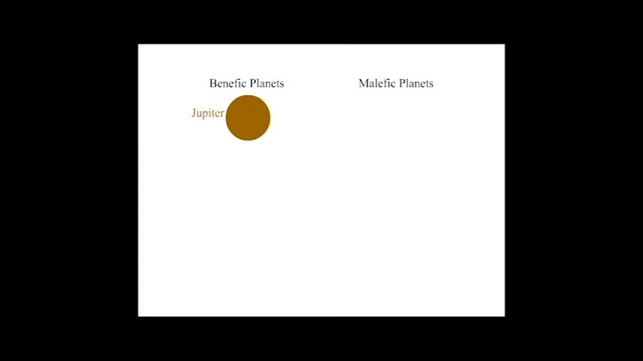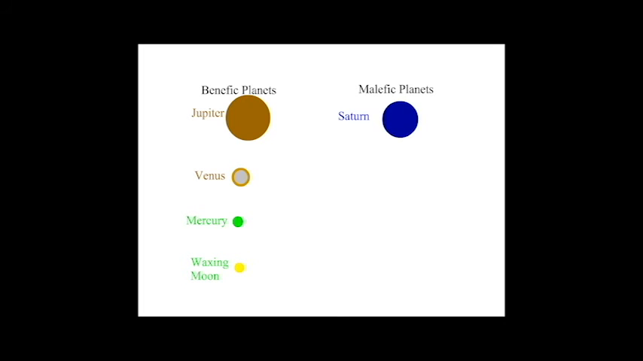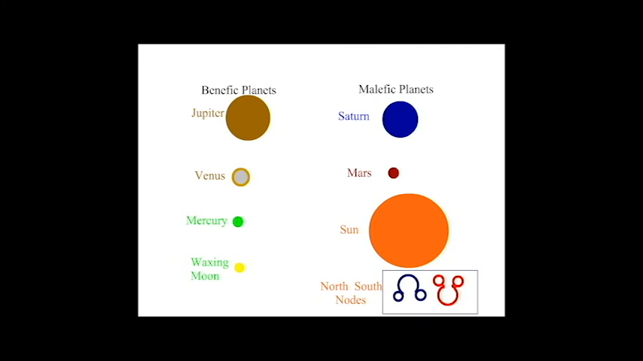The benefic planets are Jupiter, Venus, well-associated Mercury, and the waxing moon. The malefic planets are Saturn, Mars, Sun, and the two nodes, which are Rahu and Ketu. We just call them North Node and South Node.